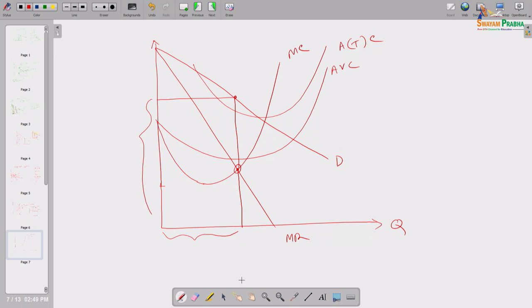As a result, how much profit will I gain? Up to that much output, this is the price and this is the average total cost. So definitely that gap, this box, will be my profit. So some existing producer is getting some positive profit, right? What will this do? It will attract extra entry.